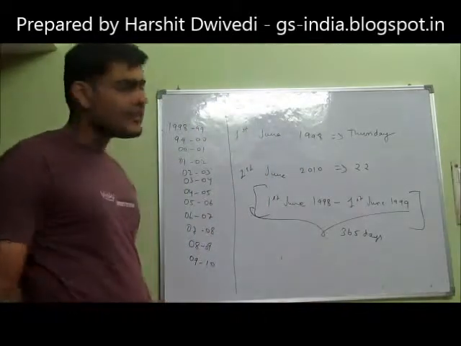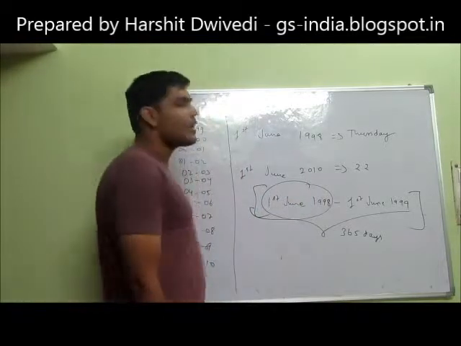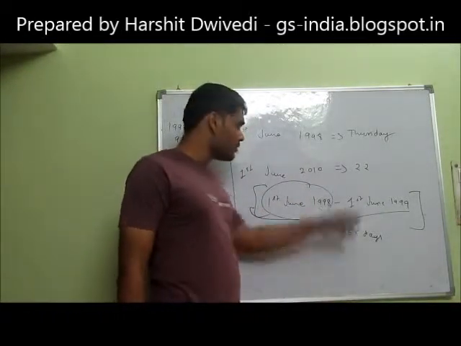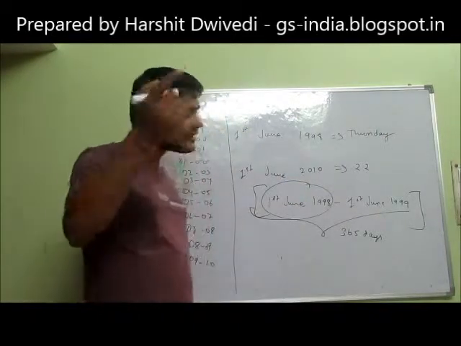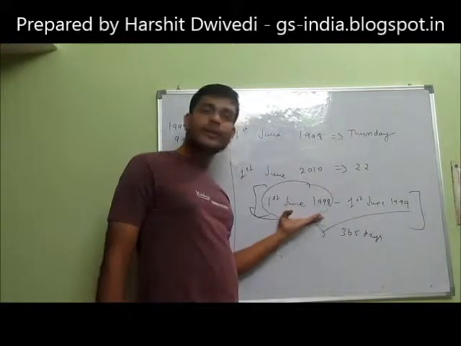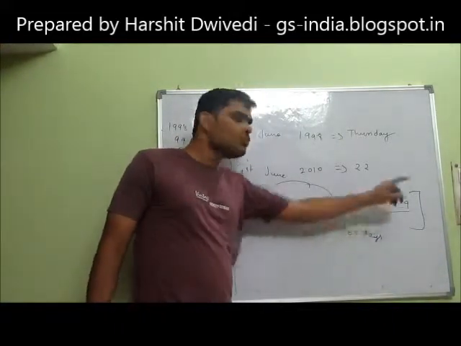Why will it be 365 days? Because this day is already given to me. So I will start counting from the next day. This is already given to me as Thursday, so I will start from the next day, Friday. So 2nd June 1998 will be Friday. This I am not going to include in my calculation. So what will be the number of days? From 2nd June 1998 to 1st June 1999 will be 365 days.